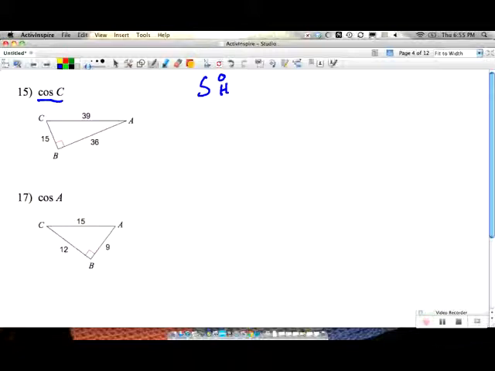So I'm going to write this SOHCAHTOA just because it's helpful every time. The more I write it, the better I learn it. You should write it as well. Cosine of C. So we're looking at this angle. That means this side is adjacent. And of course, across from the right angle is the hypotenuse.